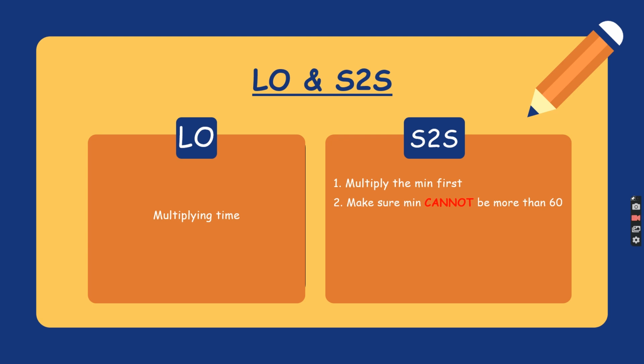than 60. Why is that? Because 1 hour equals 60 minutes, and of course, the minute cannot exceed 60 minutes. If more, then we have to minus it by 60. I'm going to show you that later on through examples. And number 4 is we're going to bring 1 hour up to the hour column. HR means hour, that's the short form for hour. And the last S to S for today is we are going to multiply the hour.